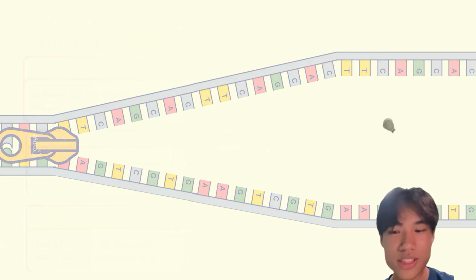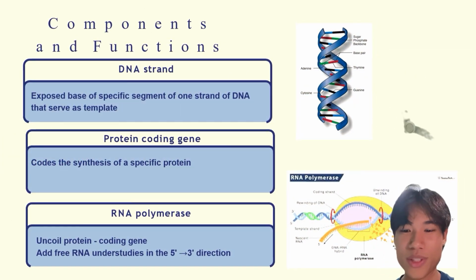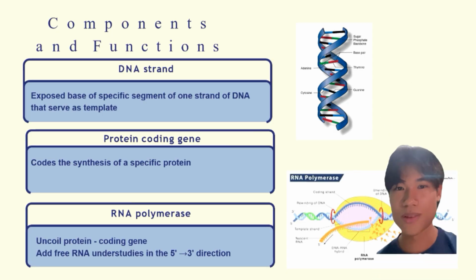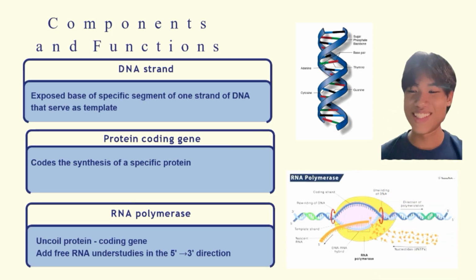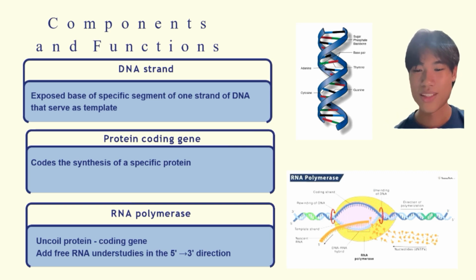What are the components for protein synthesis and their functions? First of all, we have the DNA strand. The function of the DNA strand is to expose the bases of a specific segment of one strand of DNA that serves as a template to synthesize the new mRNA strand, which is also called the antisense strand.